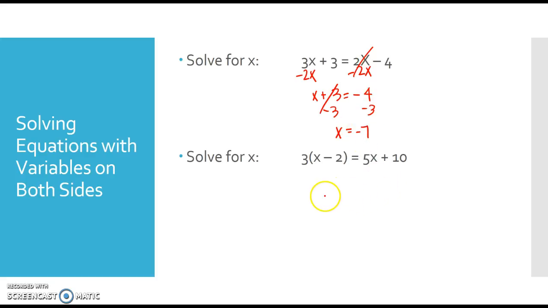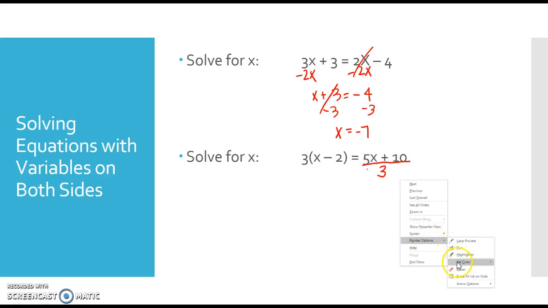The next one, same idea. You've got 3 times the quantity x minus 2 equals 5x plus 10. So I've got 2 options to start with. I could go ahead and divide by 3 to get the parentheses by itself, or I could distribute the 3. The problem with dividing by 3 is that if I try to divide this side by 3, 3 doesn't go into 5 and 10, so I wouldn't have very pretty numbers. So I'm going to go with distributing.